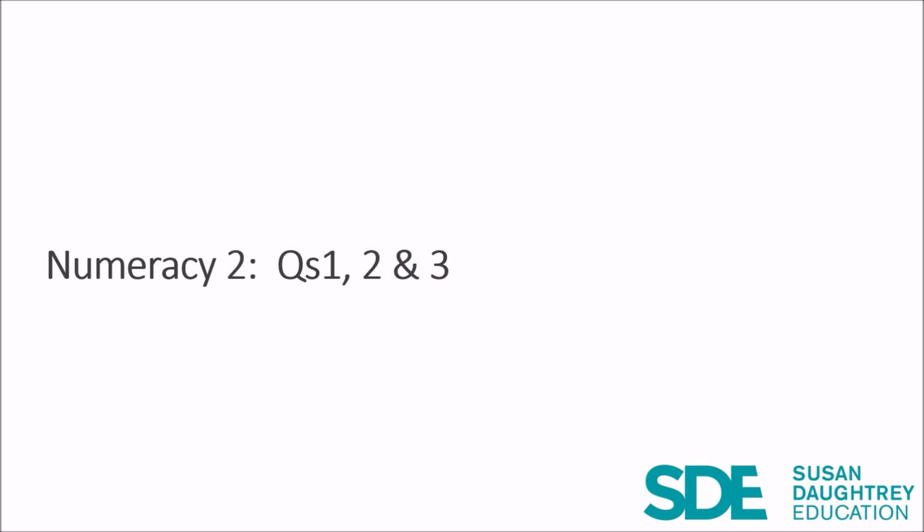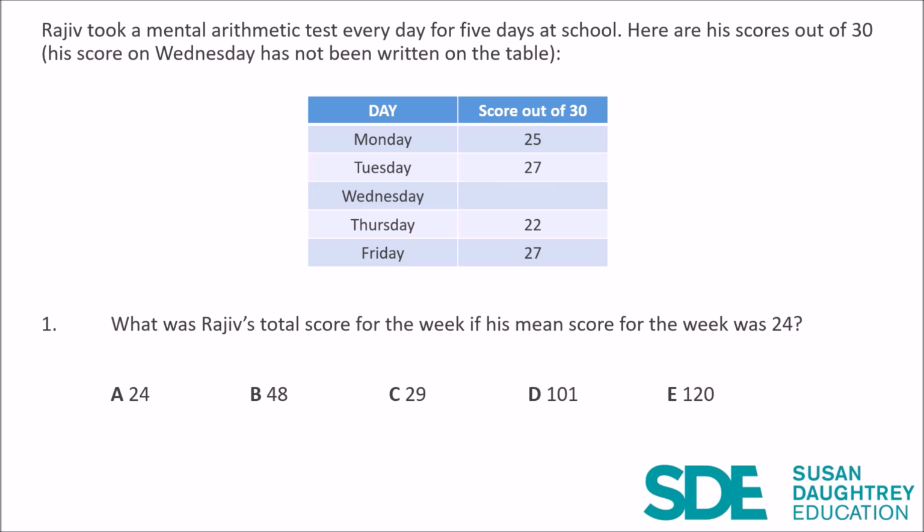Now let's look at 3 long math questions. Rajiv took a mental arithmetic test each day for 5 days at school. Here are his scores out of 30, and the score on Wednesday has not been written into the table. Question 1 asks, what was Rajiv's total score for the week if his mean score for the week was 24?